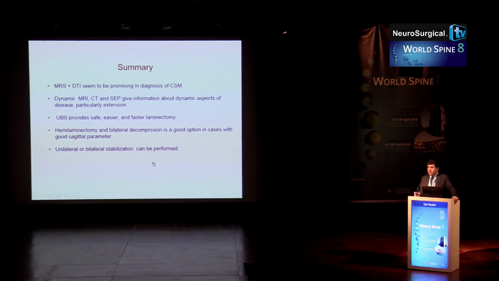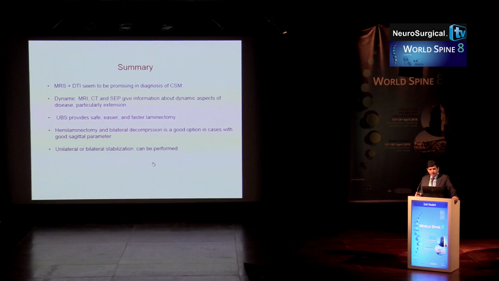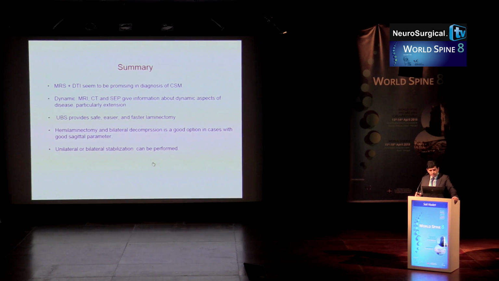So in summary, MRS and DTI seem to be promising in diagnosis of cervical spondylotic myelopathy. Dynamic MRI, CT, and SEP give information about the dynamic aspect of the disease, particularly in extension. Ultrasonic bone scalpel provides safe, easier, and faster laminectomy. Hemilaminectomy and bilateral decompression are good options in cases with good sagittal parameters. And in these cases, unilateral or bilateral stabilization can be performed. Thank you very much.